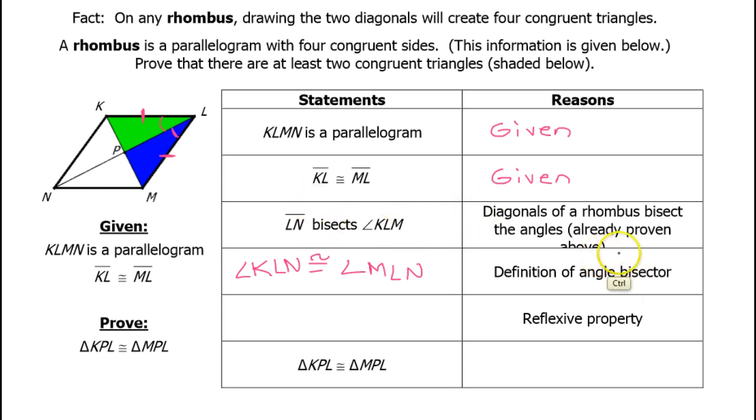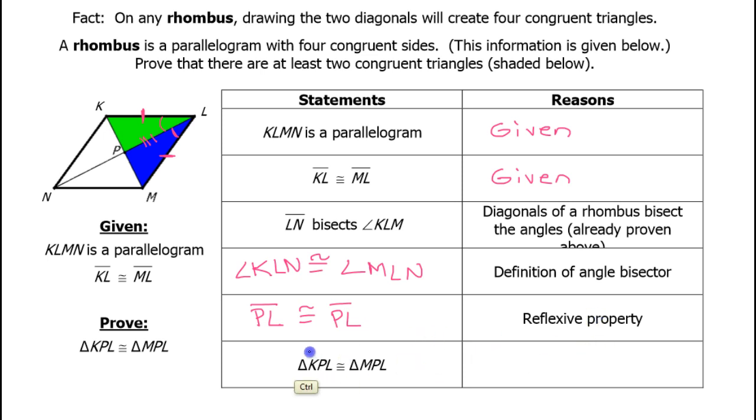Again, notice how these match up. If this says bisects, then I'll have definition of bisector, either angle bisector or segment bisector. If this says midpoint, then this would say midpoint. These always match: bisector, bisector, midpoint, midpoint. Never mix the two. Anyway, time for the reflexive property. Looking at the green triangle and the blue triangle, the reflexive property would involve this shared side PL. So I'm going to say side PL is congruent to side PL, reflexive property.